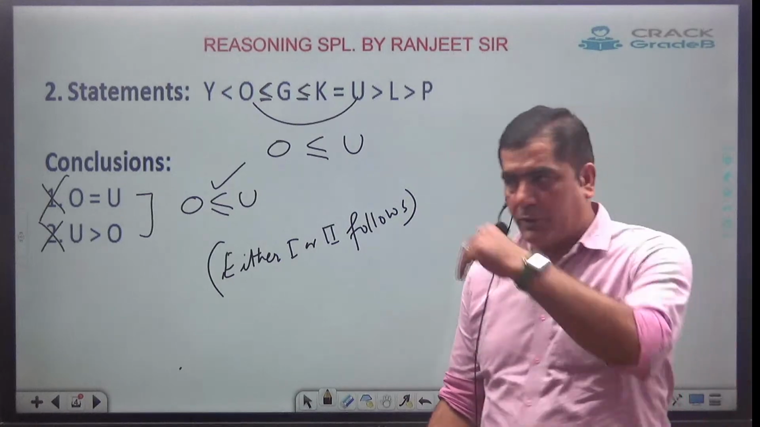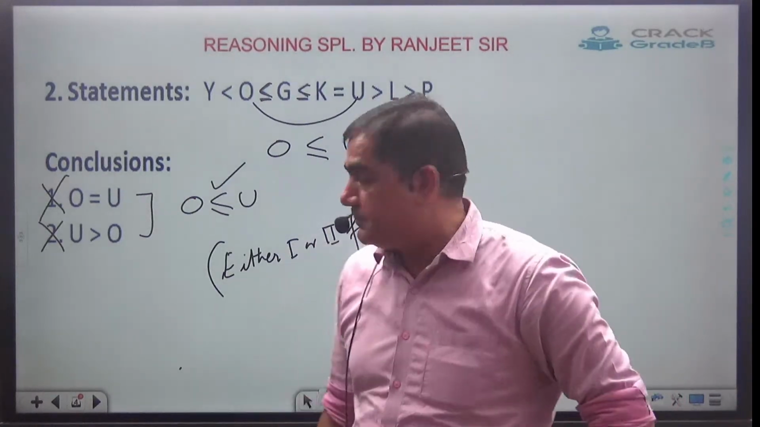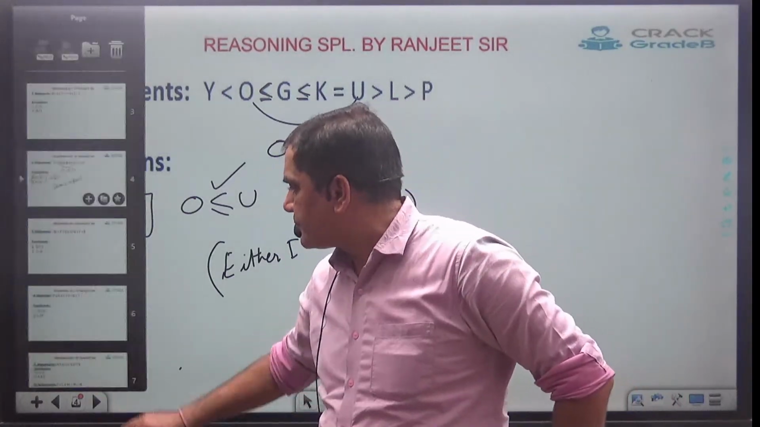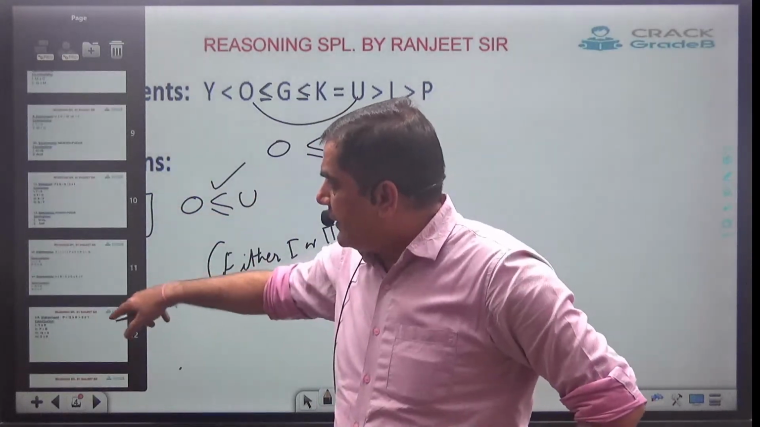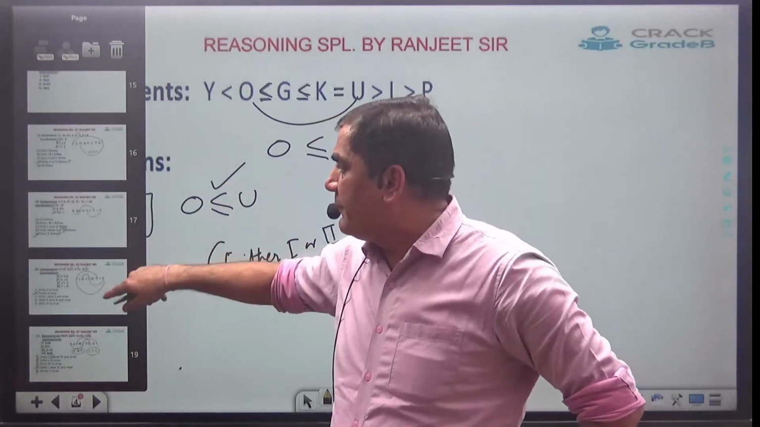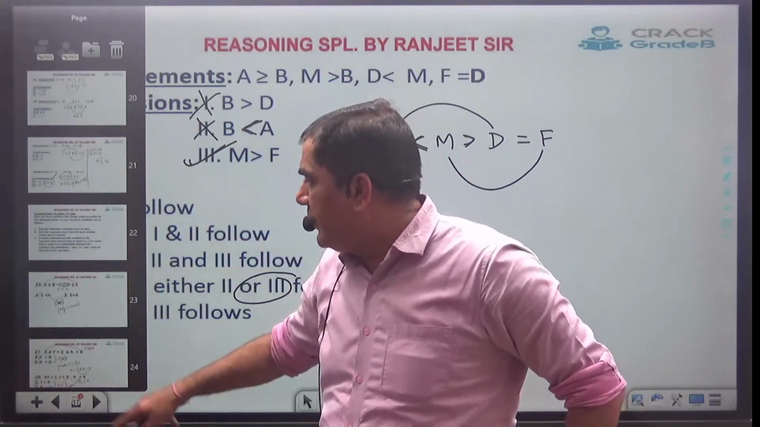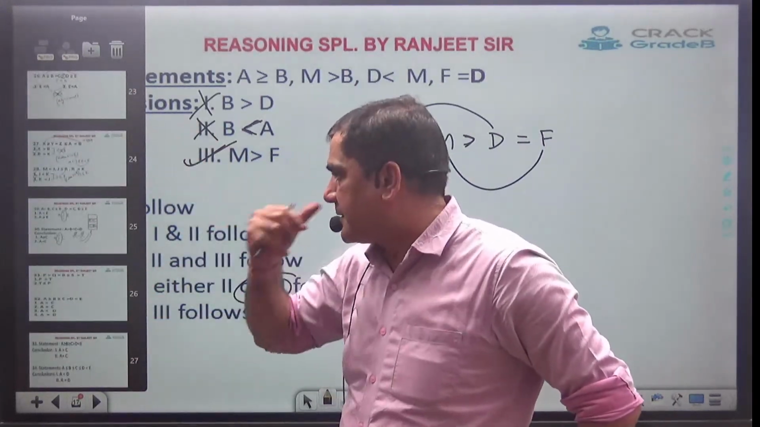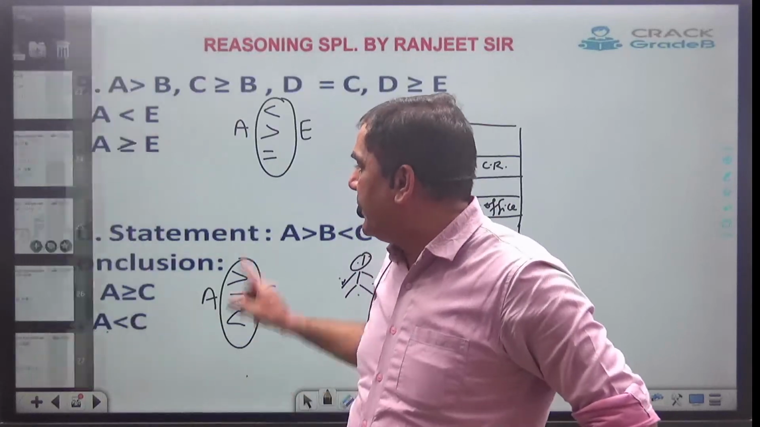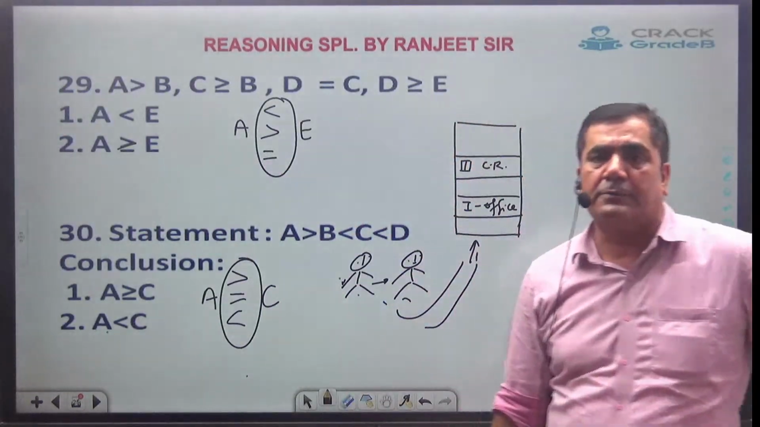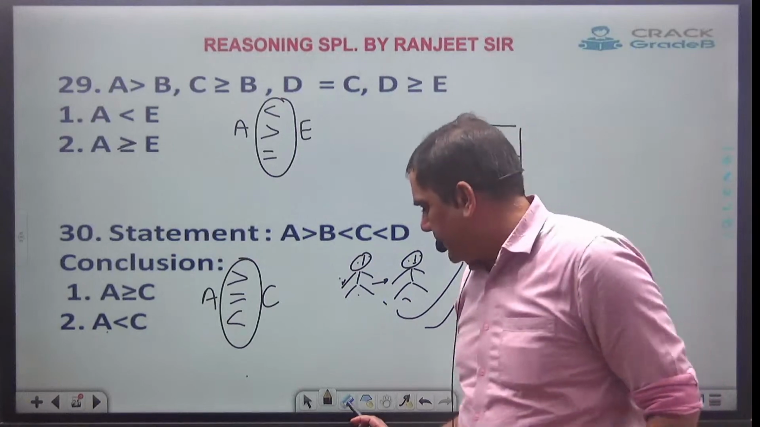Clear? Okay. Let's proceed further. Okay, we have understood if two symbols is going to come between the same variable, how to check for either or. Now let's go for three variables. If three signs come between any two variables, how to check for either or?